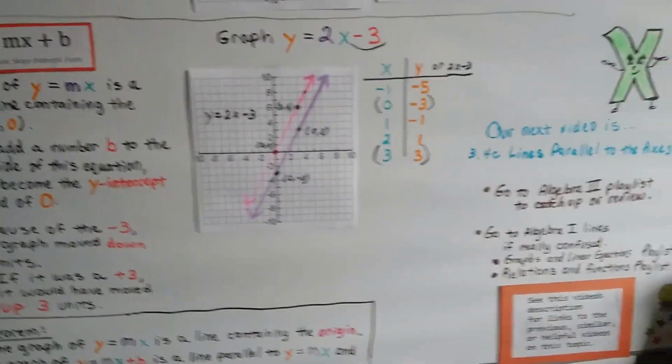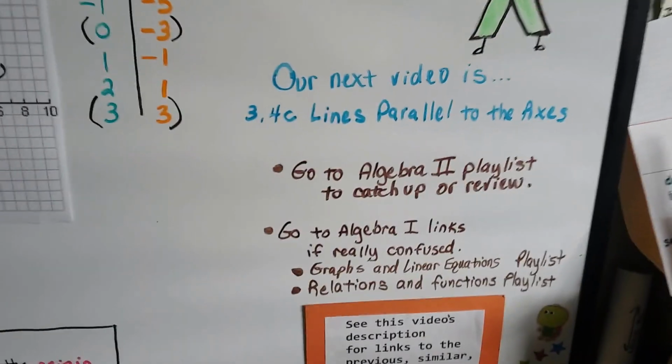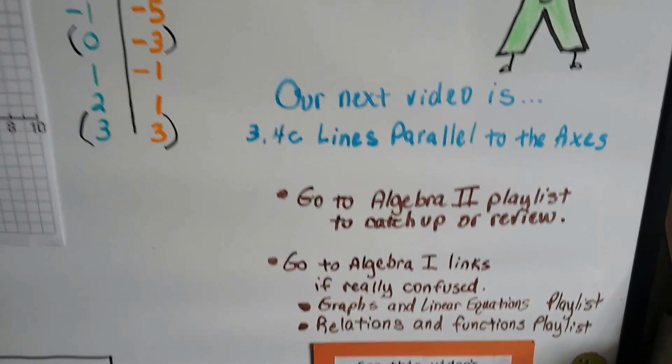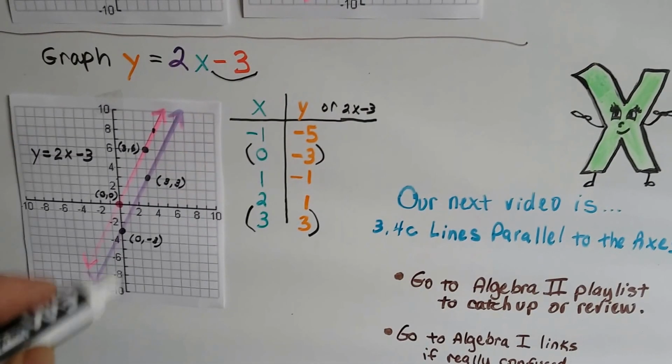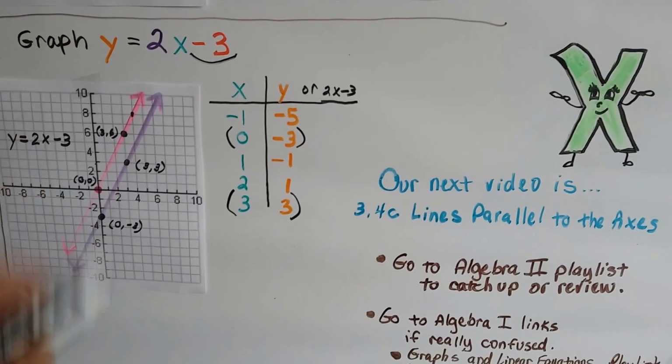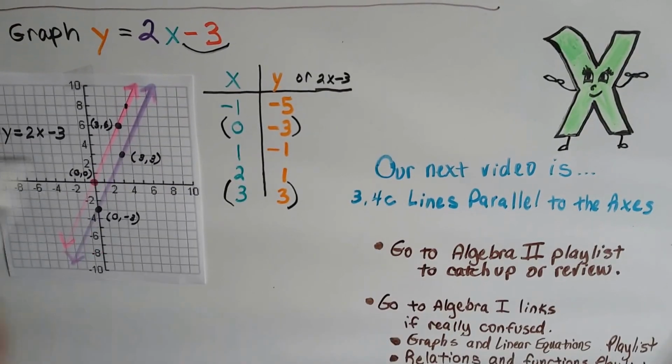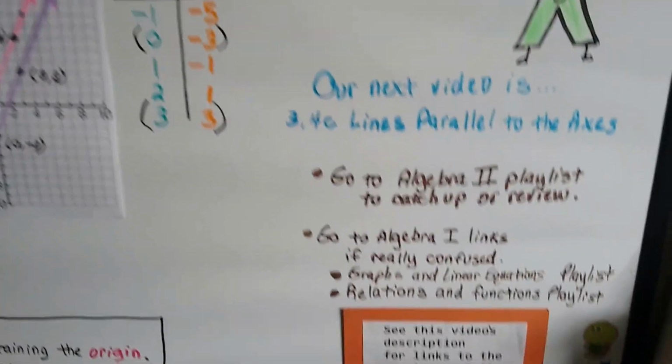All right. So our next video is 3.4c, and we're going to talk about lines that are parallel to the axes. Lines that are parallel to the x-axis and the y-axis. So the lines are actually going to be straight horizontal lines or straight vertical lines, okay?